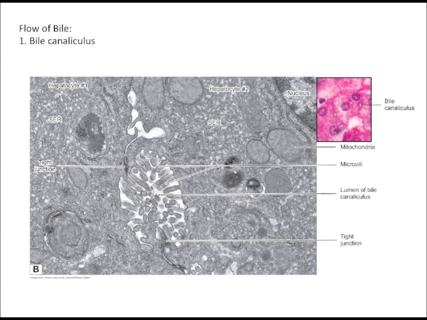In this EM plate, you can nicely see the lumen of the bile canaliculus between two neighboring hepatocytes. The small lumen you see is filled with microvilli, increasing surface area for bile secretion into the small canaliculus. Again, tight junctions seal off the area between hepatocyte 1 and hepatocyte 2.